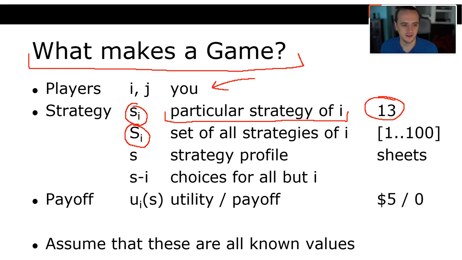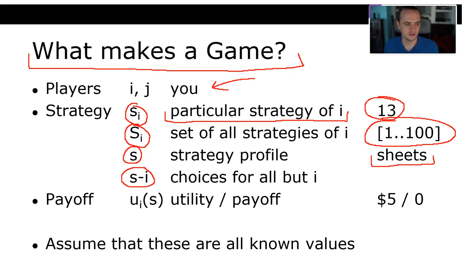Capital S sub i is the set of all possible strategies for player i. So in that game, all the players had the same strategy space, and so that was 1 to 100, okay? The strategy profile is the collection of all the choices that all the players made. So for example, the strategy profile for what we just did was the Google Sheet, right? It was the outcome of that form that I sent out. That's the strategy profile. And if we say s minus i, then that's the strategy profile for everybody except player i. So these are just definitions, okay?